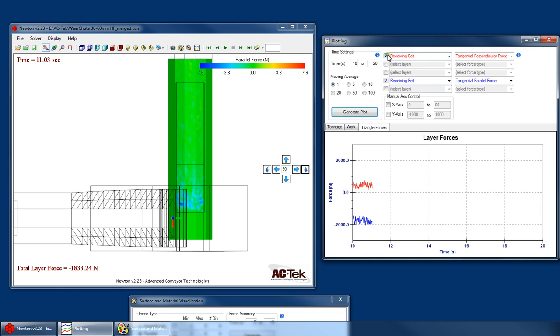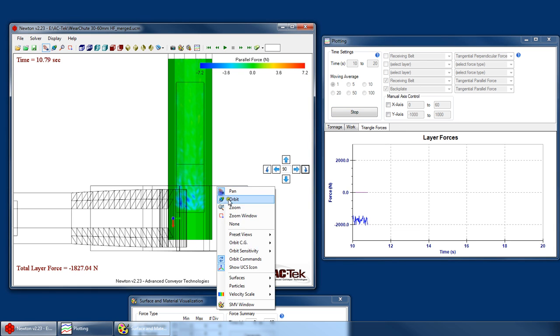So what if I want to compare the parallel force on the receiving belt with, say, the parallel force on the backplate? Let's go ahead and plot that. And we see, well, what's going on here? Why is my purple line, why is my backplate line sitting at 0?